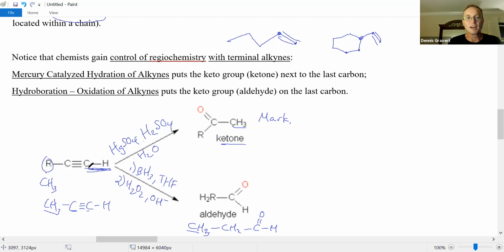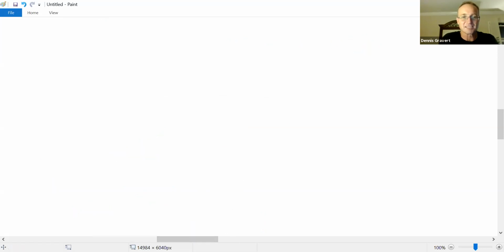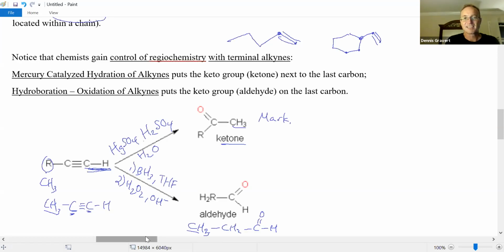So starting again, looking at this triple bond at the end of a chain. This carbon has no H's, this one has 1. The one that had none actually got more hydrogens. It has 2 H's. This one still retains a hydrogen. More importantly, you get an aldehyde.